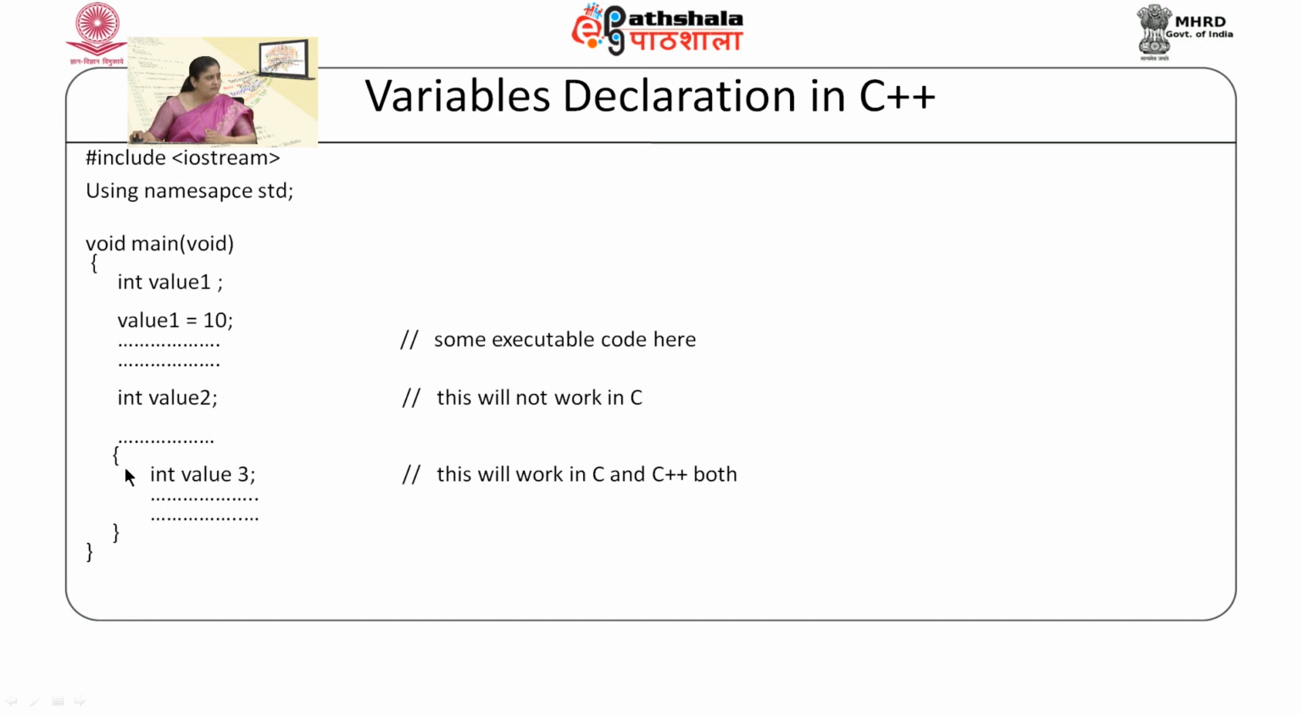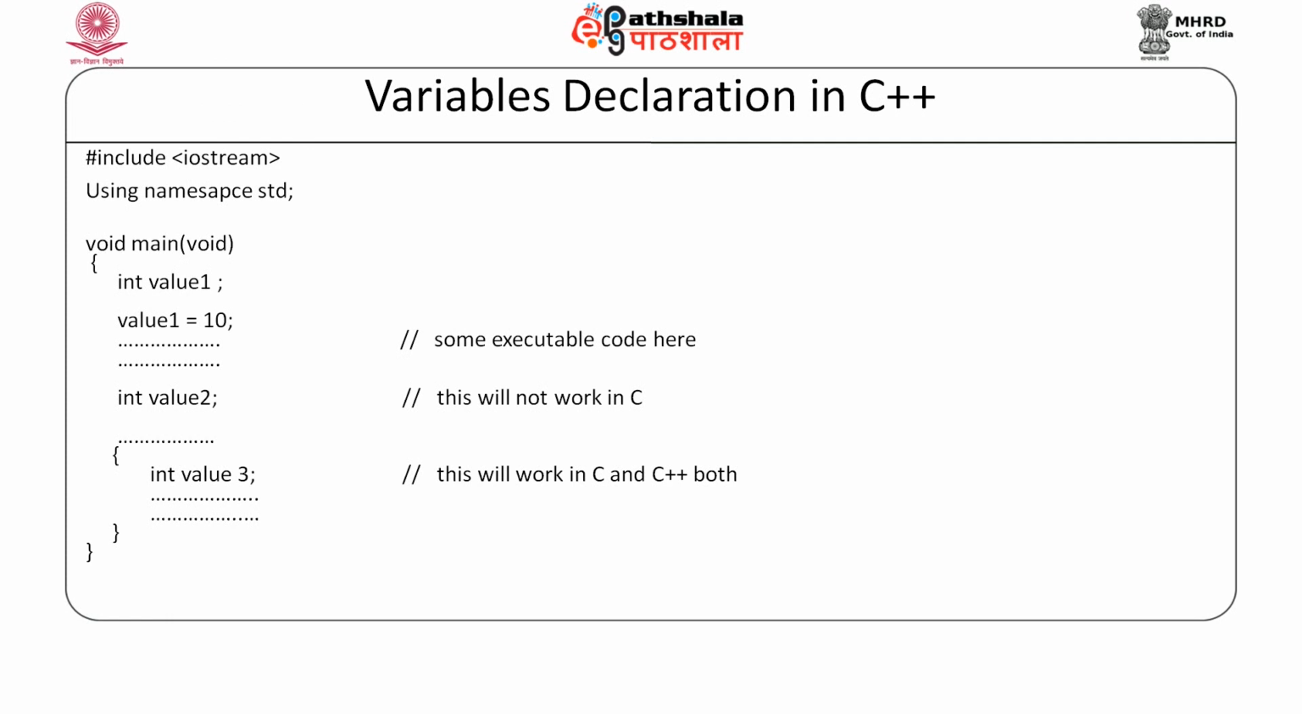Now, from here we have another block beginning. So, when I declare a value this will work in C and C++ both, because it is declared in the beginning of the block. But if I try to declare another variable somewhere here, it will not work in C, but it will work in C++.